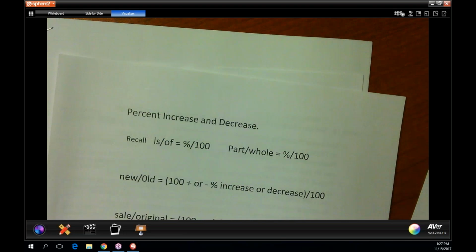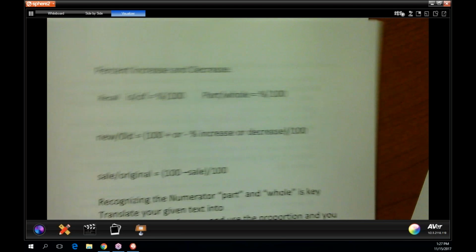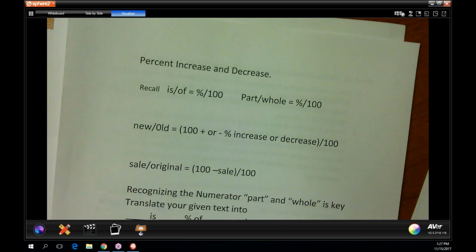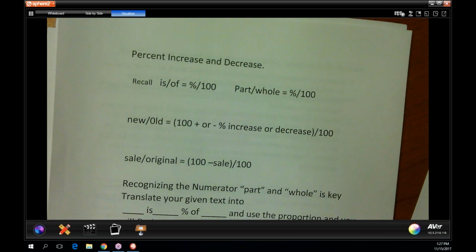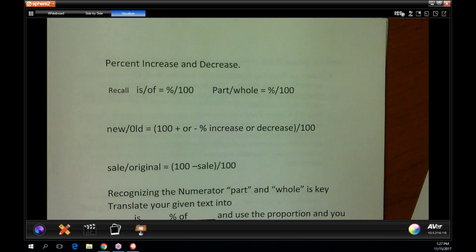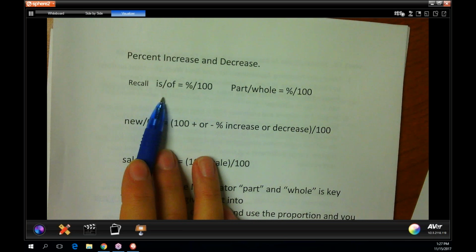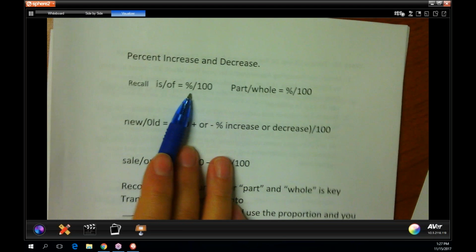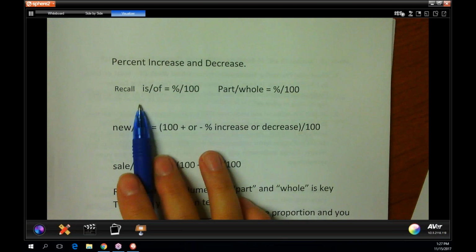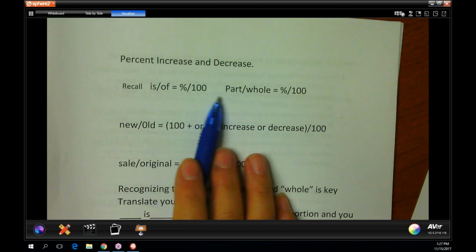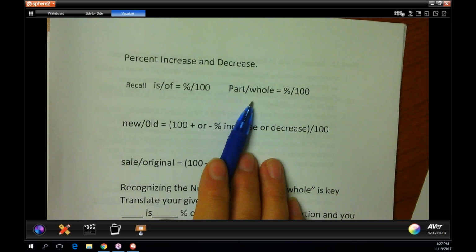Okay. The next section is percent increase and decrease. Closely related to relative change. If we go back, remember when we use proportions to find percents, we did is over of equals percent over 100. Part over whole equals percent over 100. Is and of was a key word that was sometimes there, but it meant the part you're considering to the whole you're comparing it to.